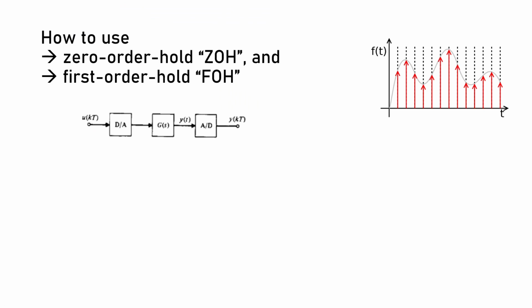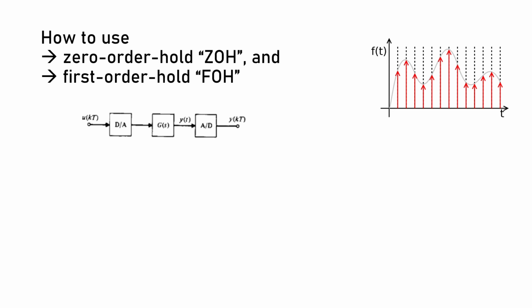Let's continue our lecture for digital control system. Today we will focus more on how to use zero order hold for transforming from the continuous system to discrete system.